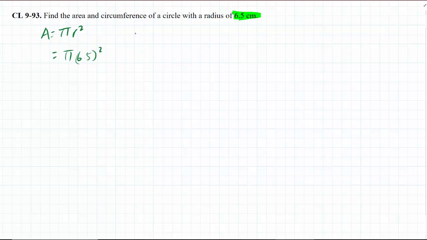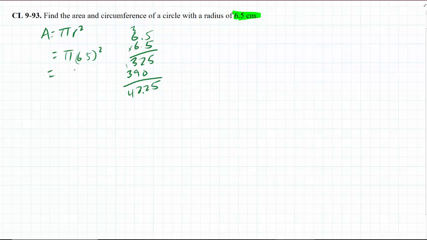Okay, 6.5 times 6.5. We'll work it out. 5 times 5 is 25. 6 times 5 is 30, plus 2 is 32. 5 times 6 is 30. 6 times 6 is 36, plus 3 is 39. Add that, and we're going to get 42 and 25 hundredths.